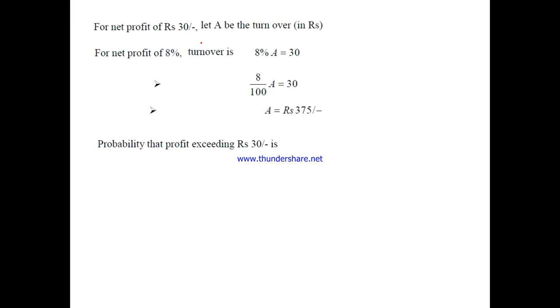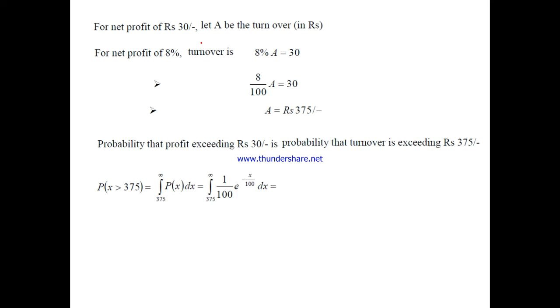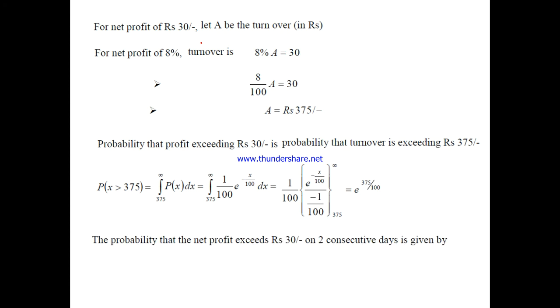So the probability that profit exceeds rupees 30 means the sale per day should exceed rupees 375. Exceed means it is greater than. We make use of the exponential distribution, integrate this function and apply the limits. This is what we are going to have. It talks about 2 consecutive days. The probability that the net profit exceeds rupees 30 on 2 consecutive days is given by first day and second day.